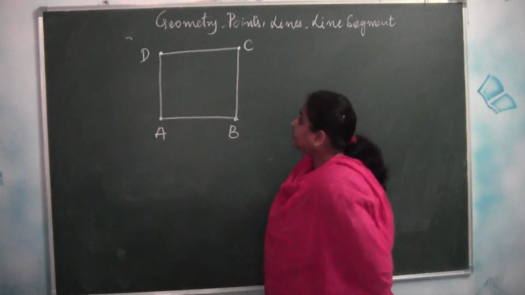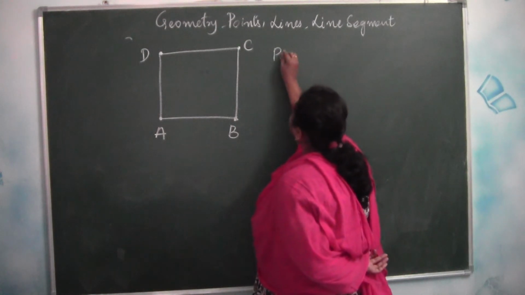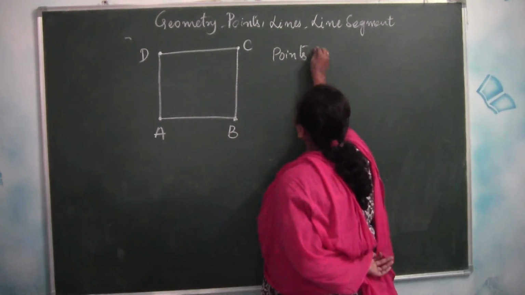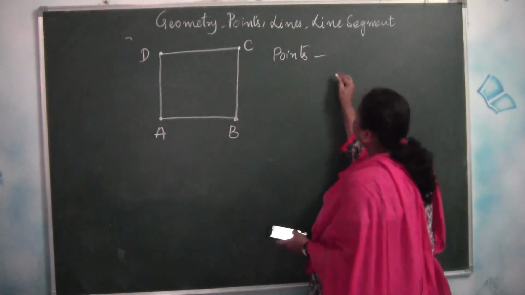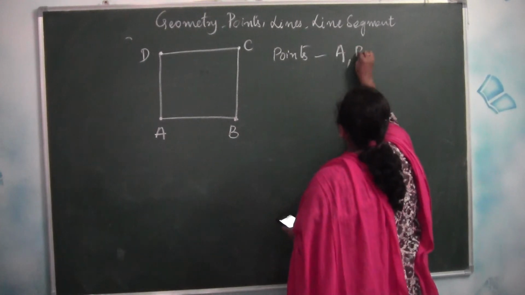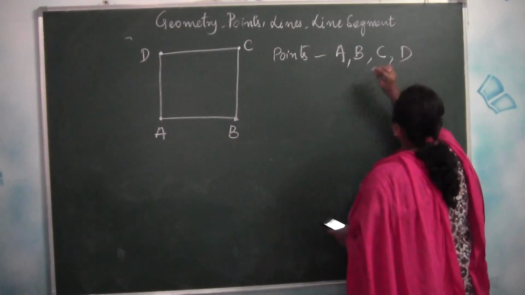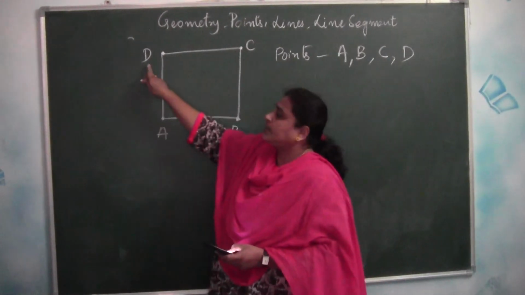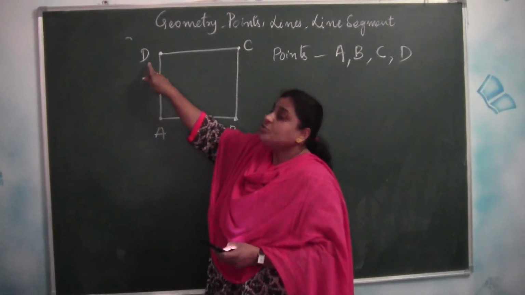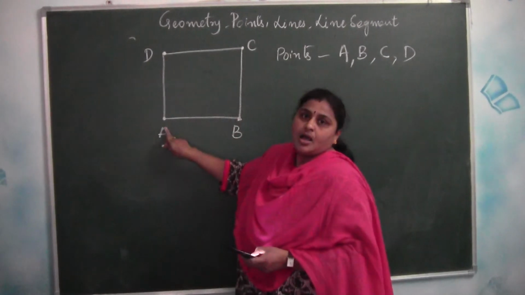Now let us write the points. What are the points we have here? How many points do we have, children? 4 points. So what are the 4 points? A, B, C, D. Got it? So these are the 4 points.